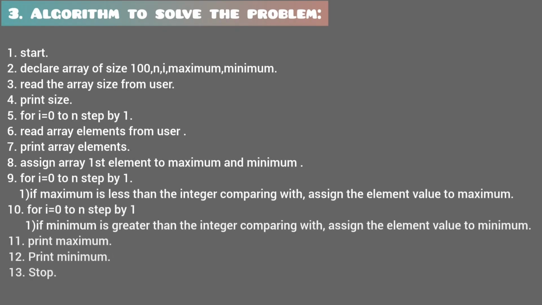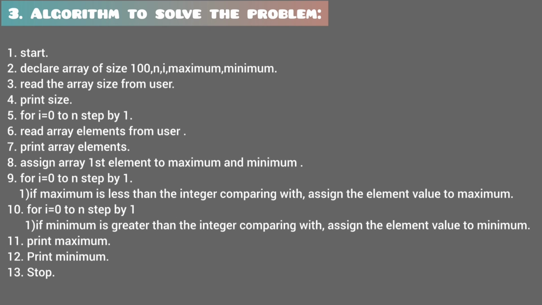Next, the algorithm. We declare an array of size 100, and n for the size of the array, i for printing and accessing elements of the array, maximum for the maximum integer and minimum for the minimum integer of the array. We read the array size from the user and print the size. And then we start a for loop initializing i with 0 to n and incrementing by 1. We read array elements from the user and print the array elements.